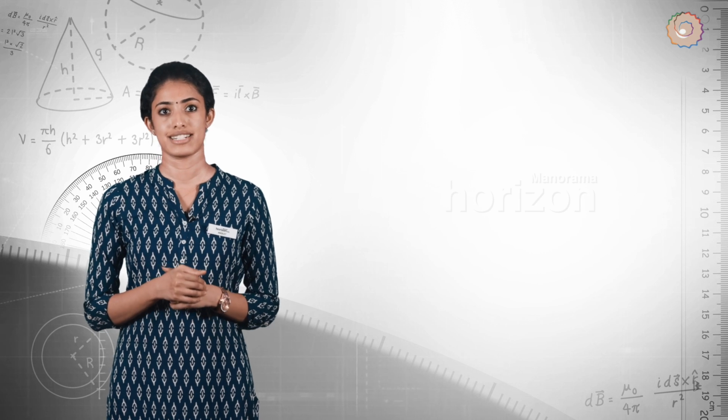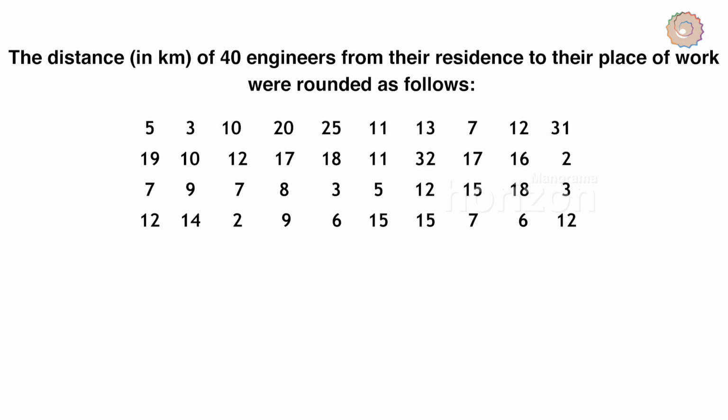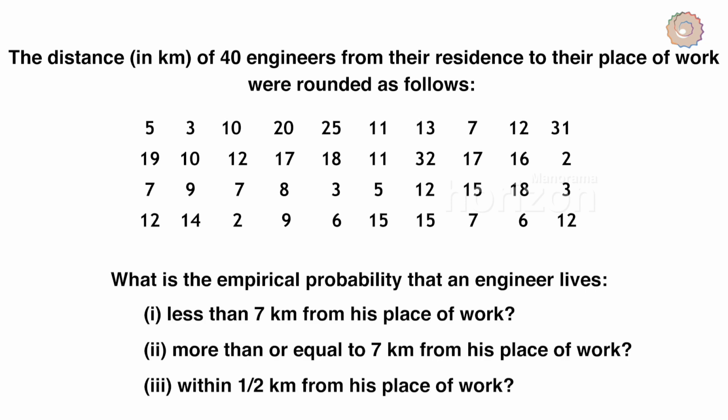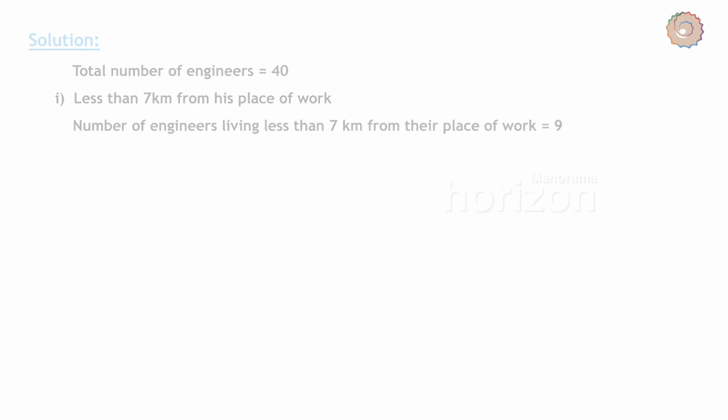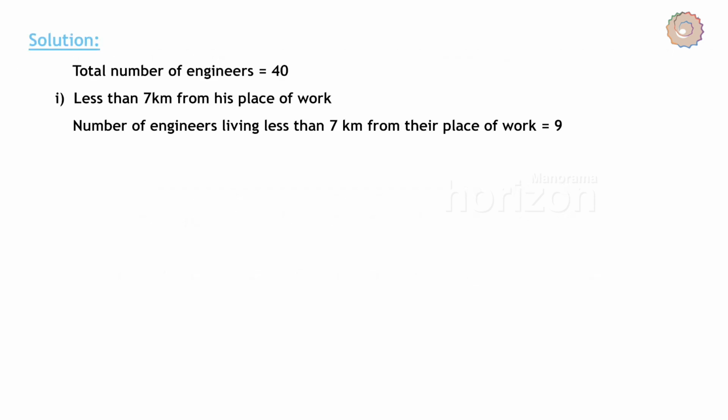Now, let us consider another problem. The distances in kilometer units of 40 engineers from their residence to their place of work were rounded as follows. Now, what is the empirical probability that an engineer lives less than 7 km from his place of work? Another question, more than or equal to 7 km from his place of work. Next, within half a kilometer from his place of work. The solution for the same is as follows.